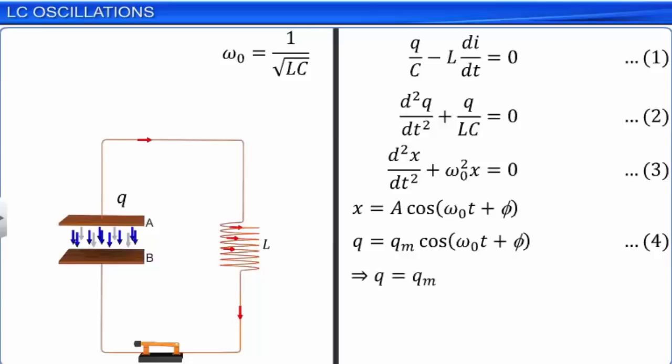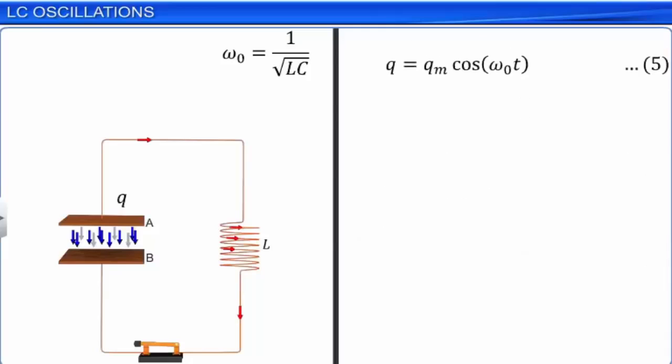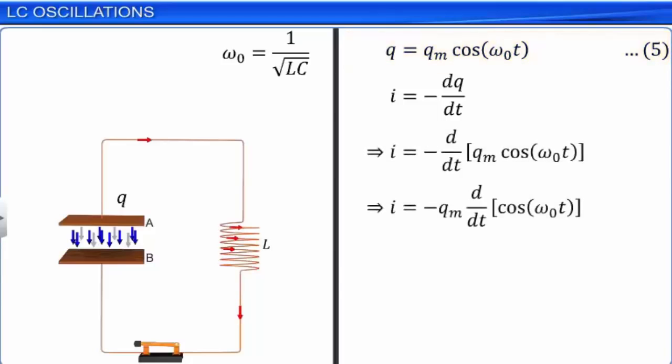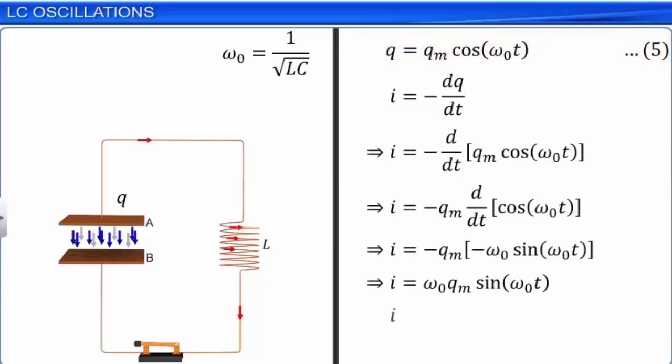As the capacitor gets discharged with time, we get current I is equal to minus dQ/dt. Substituting the expression for charge from equation 5 and simplifying, we get I is equal to Im sin 𝜔0t, where Im is equal to 𝜔0 into Qm. Let this be equation 6.